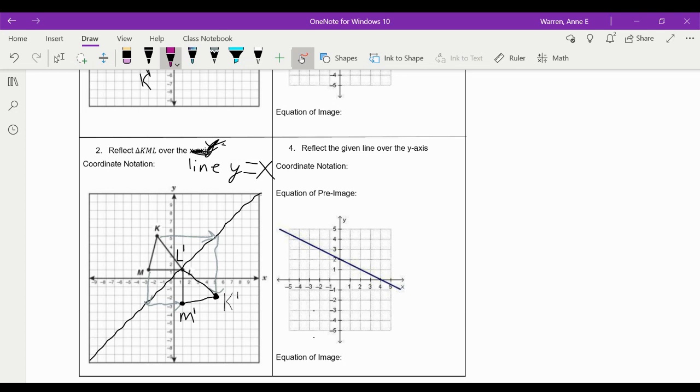Anyways, sorry it looks a little bit busy right now, but we had our pre-image and we had our image, and now I have to figure out how did I have to change the coordinates to get from the pre-image to the image. So again, coordinate notation, we always start by just listing the point x, y. And then we have to figure out what happened to the x values and what happened to the y values. So I'm going to look at point K just for an example. When I started with K, my coordinate was -2, 5.